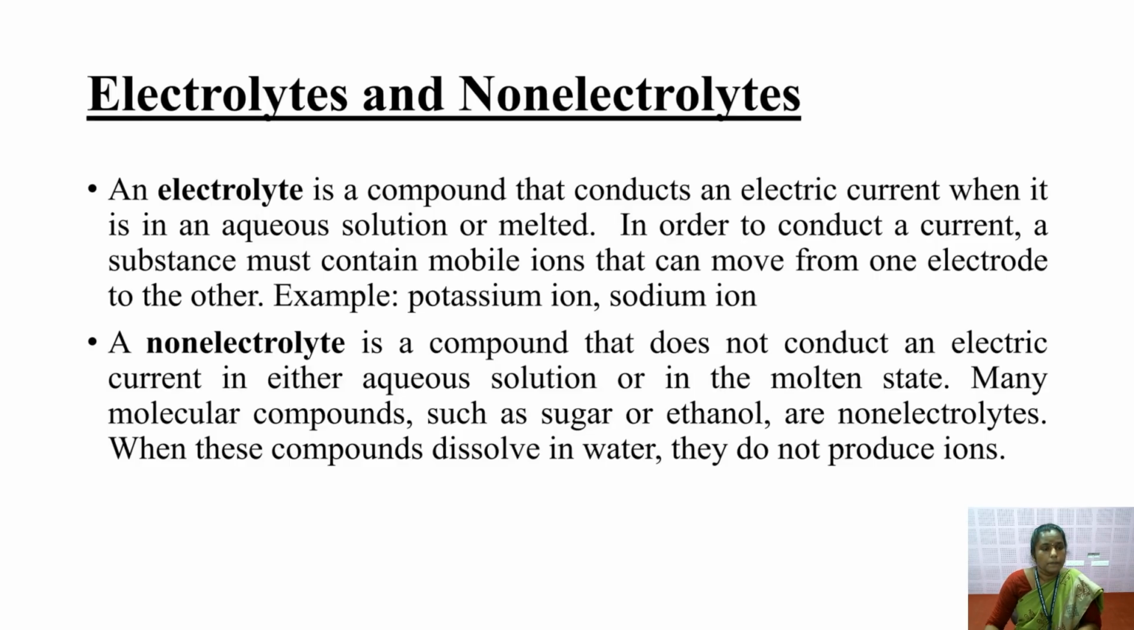Next, we move on to electrolytes and non-electrolytes. What is meant by electrolyte? An electrolyte is a compound that conducts an electric current when it is in aqueous solution or melted. In order to conduct a current, a substance must contain mobile ions that can move from one electrode to the other. Example: potassium ion and sodium ion. Potassium ions move from one electrode to another to conduct an electric current. So this is an electrolyte.